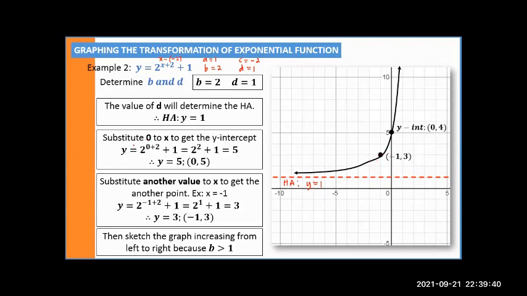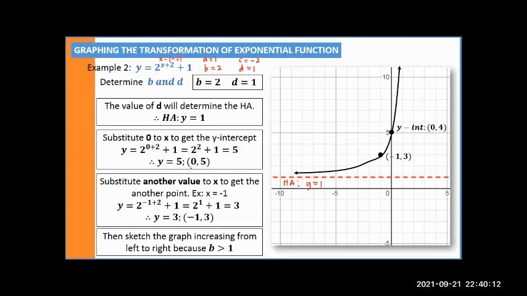Now, substitute 0 to x to get the y-intercept. Again, ito yung original function natin. Substitute natin yung 0. Magiging y is equals to 2 raised to 0 plus 2 plus 1. Simplify natin, magiging 2 raised to 2 kasi 0 plus 2 is 2. So 2 squared plus 1 is equals to 5 kasi 2 squared is 4 plus 1 is equals to 5. So yan ang value ng 5.